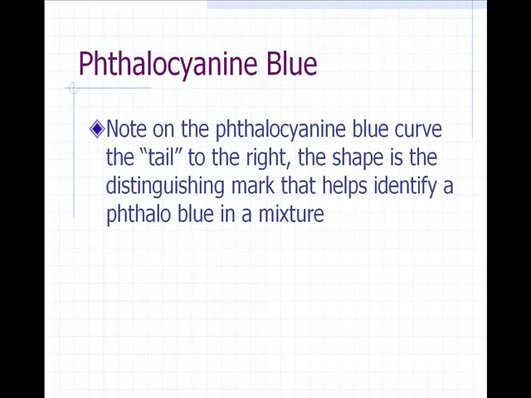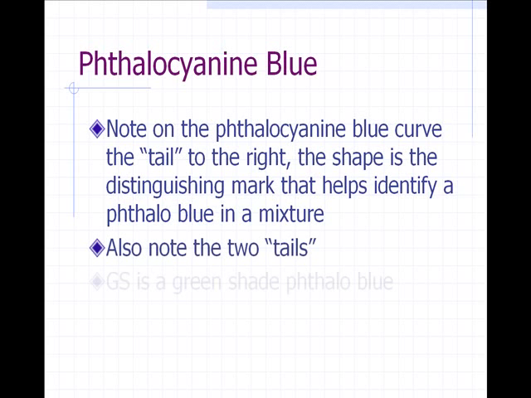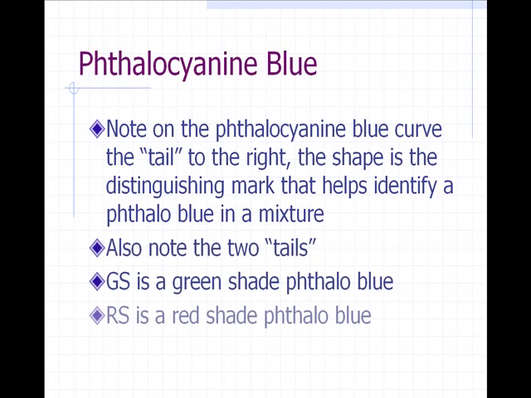So if you look on the phthalo blue curve, the tail to the right, the shape is a distinguishing mark that helps identify phthalo blue in the mixture. Also note that there's two tails. The GS is the green shade phthalo blue, and the RS is the red shade phthalo blue. Those are the two types that you find in industry. Both of them have a tail. Both of them are very distinctive, but they're different. So that can help you identify which phthalo blue is in your mixture if that's what you're trying to do.